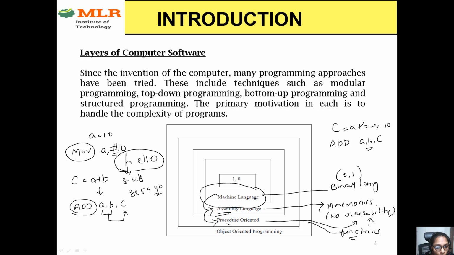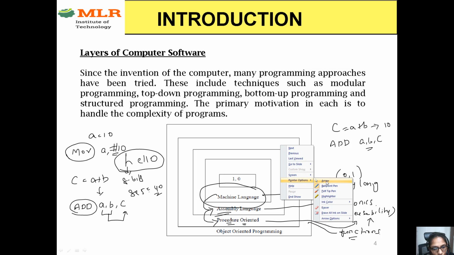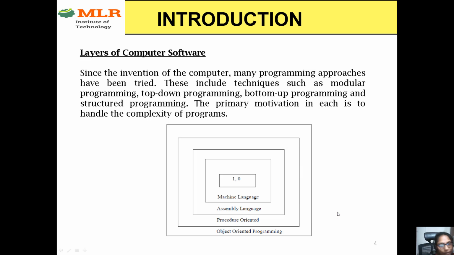But again we have a problem with procedural programming. The problem with procedural is, if I want to declare any data in procedural programming, we have only two options. For example, I have three functions. Consider main, add and then sub.